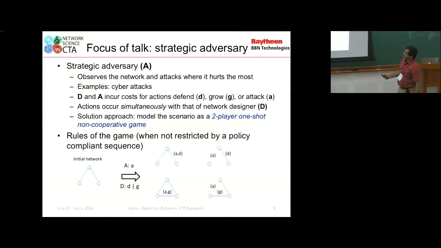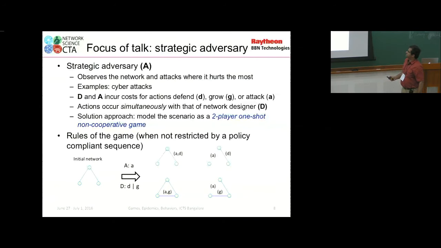So in the simple model, essentially, if the defender guesses right on where the attacker is going to attack, then no harm is done. So the link is protected. And similarly, if the attacker anticipates that the designer is going to add a link here and attacks here, even then it's fine, because the attacker was already prepared while trying to grow the network.